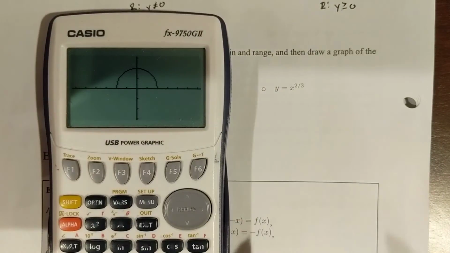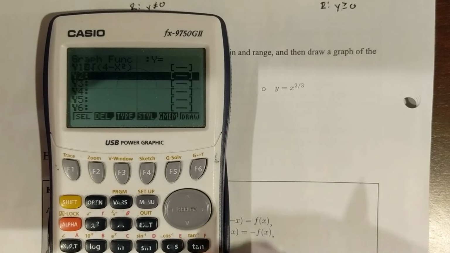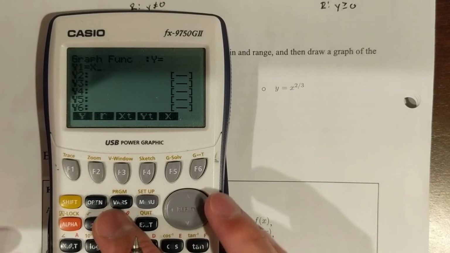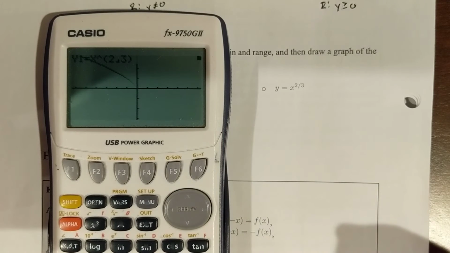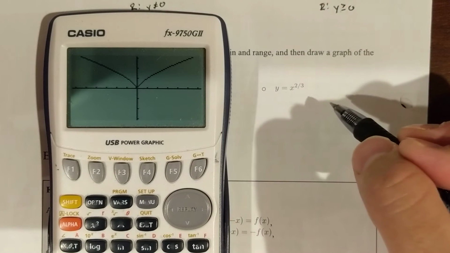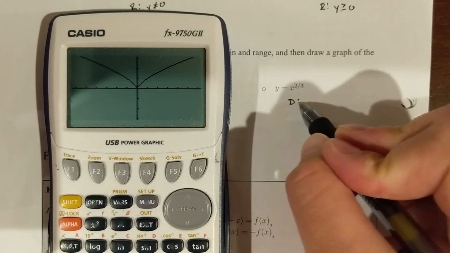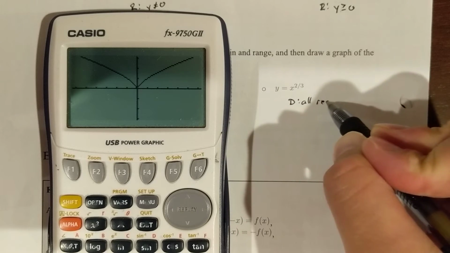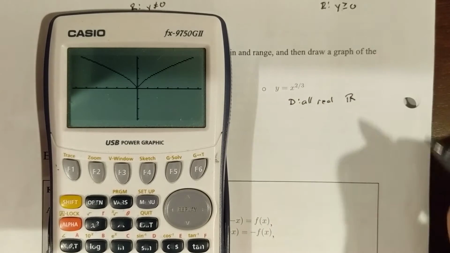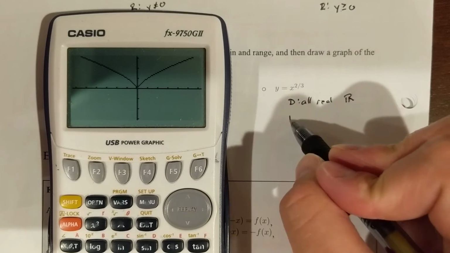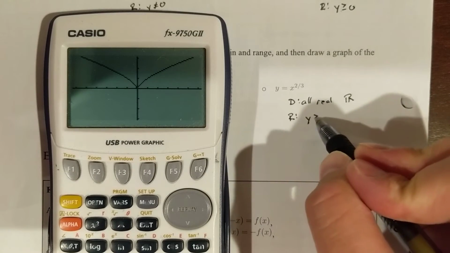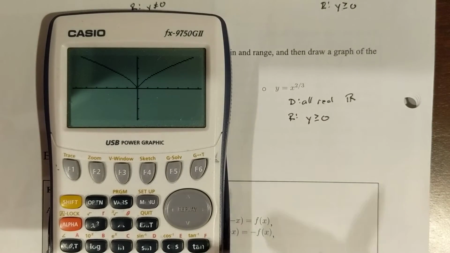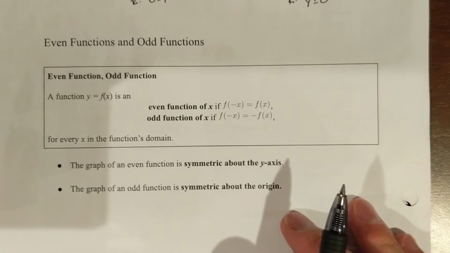Over here, x to the 2/3. So let's go here. X to the, I've also got to put parentheses around my exponent to make sure the 2 and the 3 stay in the exponent. So that looks like that, a little birdie looking shape. So the domain for this one is all real numbers, which is the R with the double back. The range, though, is not all values. If you look at the equation, it always stays above the x-axis, so y must be greater than or equal to 0.